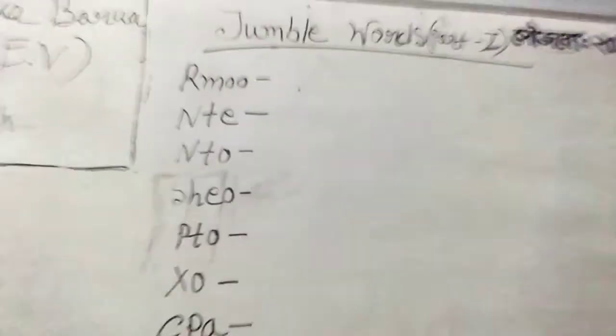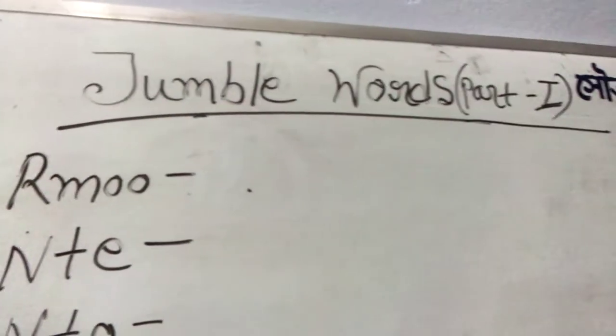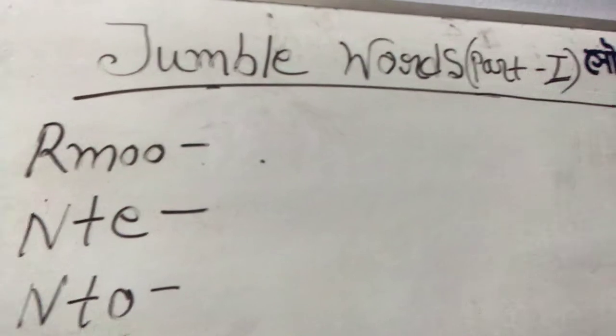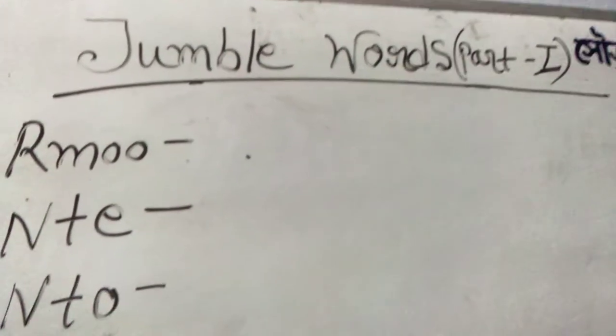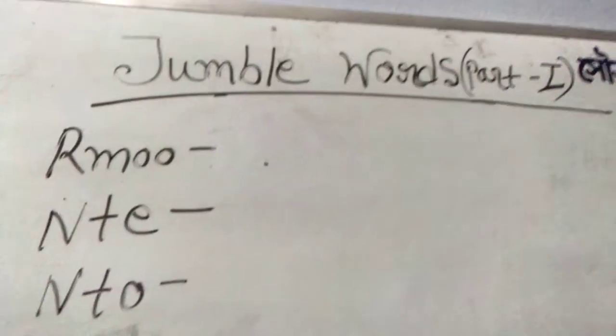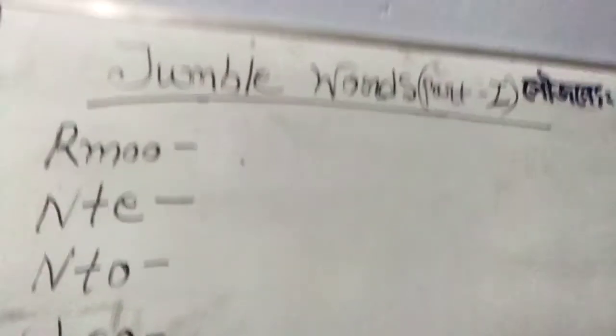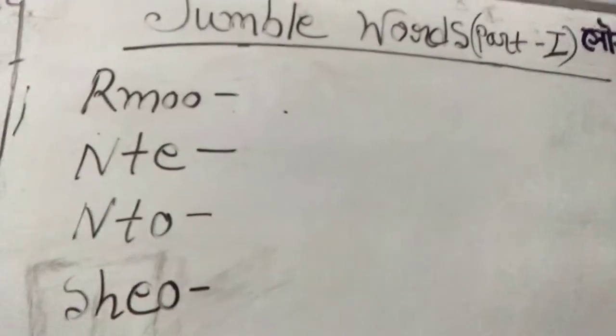So today's class is about what? It's about jumble words part 1. Why is it part 1? Because in today's class you will be given at least 10 words, and in the next class we will discuss the rest of the 10. Okay? So starting from the first one.